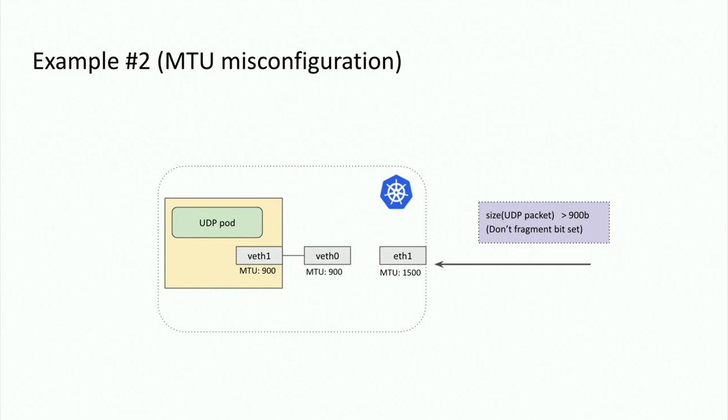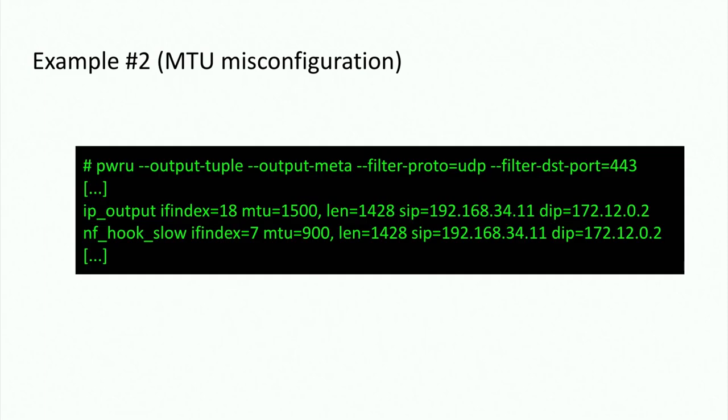So this request is going to traverse through the ETH1 interface on the Kubernetes node. And then it's going to traverse through the VEth devices pair, and then it's going to be delivered to the UDP pod. And based on the MTU information, we can see that there is a mismatch. So let's see what happens to the traffic. So again, I'm running Peru, but this time I've set the protocol to UDP.